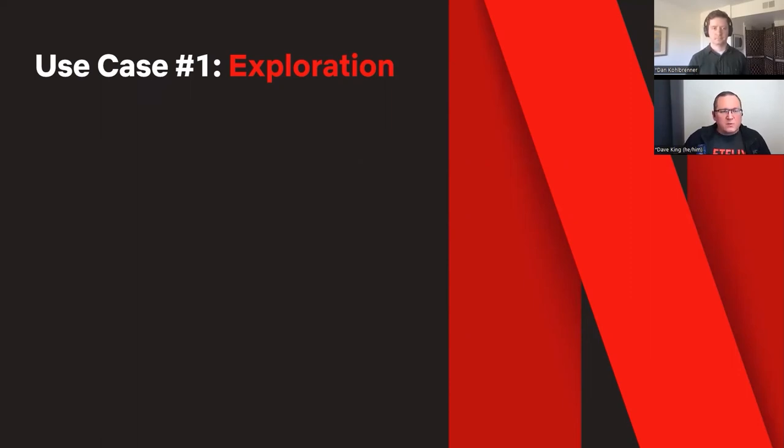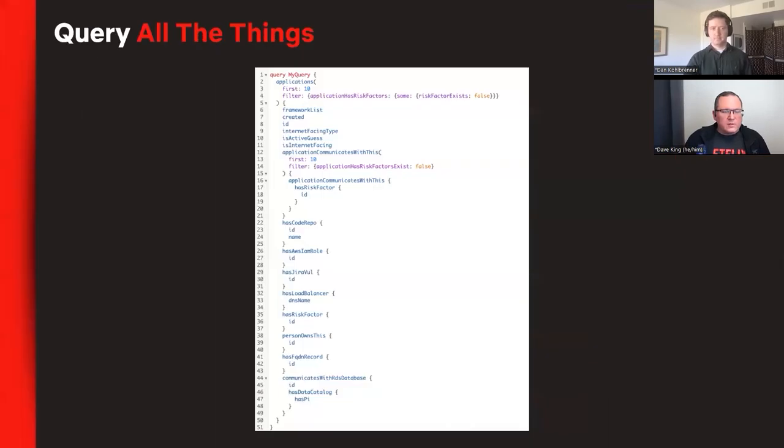The first one is exploration. It's kind of ad hoc queries. Once I have the data, I can write some pretty complex queries and filter on various things. Here, I start with an application. I want to know what applications talk to that application and then what applications talk to those applications. Then I want to get certain information about those, like what code repo that application has and what IAM roles they have and various things like that. And I can easily do that.